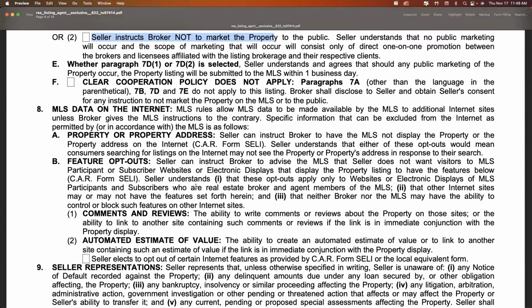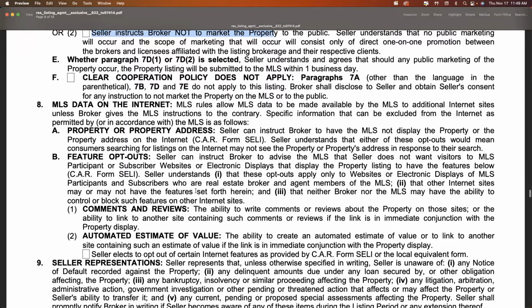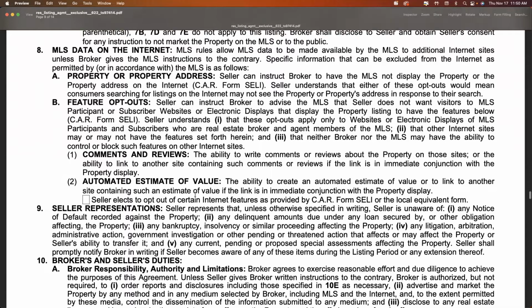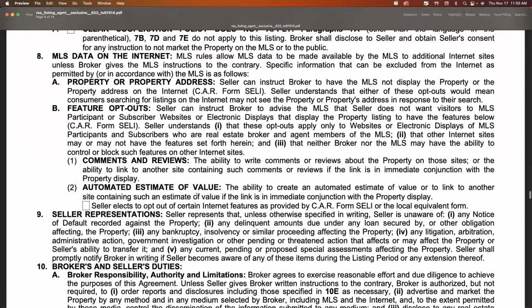Okay, so this is more the data that's on the address. If you want to opt out of stuff, all of those things. It's going to have the property address. You can opt out of not the MLS, but the internet. Your seller can opt out so it won't syndicate. It'll still be in the MLS, but it won't go to all the websites like Realtor.com and Zillow and Trulia and all those things, okay?